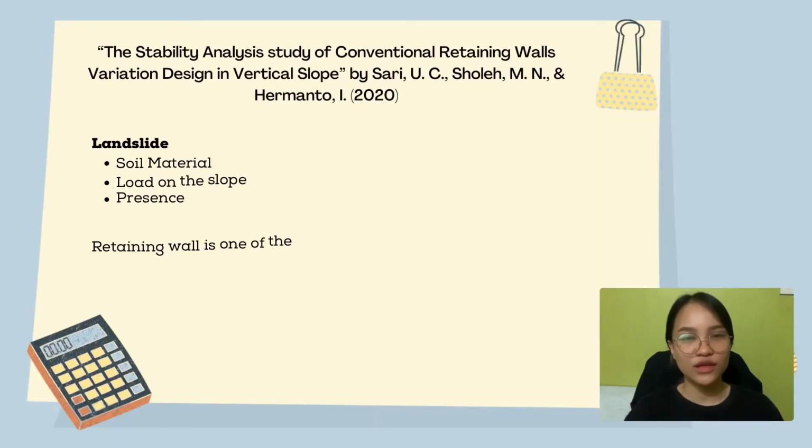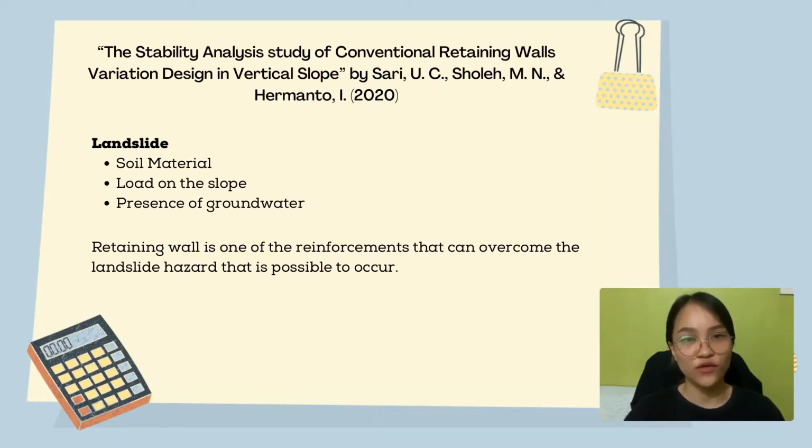In the stability analysis study of conventional retaining walls, variation design in vertical slope, the author mentioned that one of the hazards that usually happen in slope is landslide. This disaster can occur due to various factors such as soil material, load on the slope, and also the presence of groundwater. The author also mentioned that the retaining wall is one of the reinforcements that can help overcome the landslide hazard that is possible to occur.